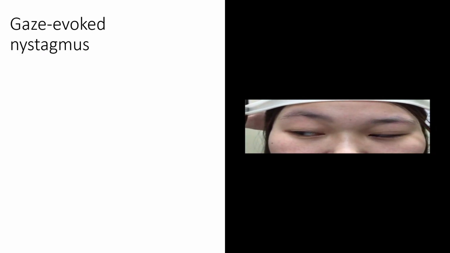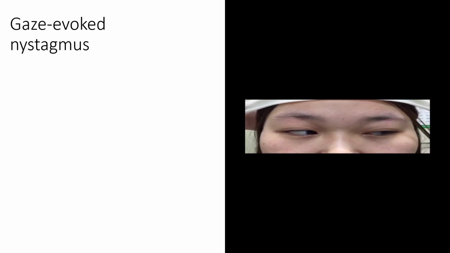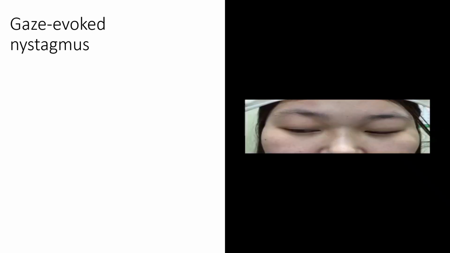In this image, we can see gaze-evoked nystagmus. In this image, we can see downbeat nystagmus. In this image, we can see rebound nystagmus.